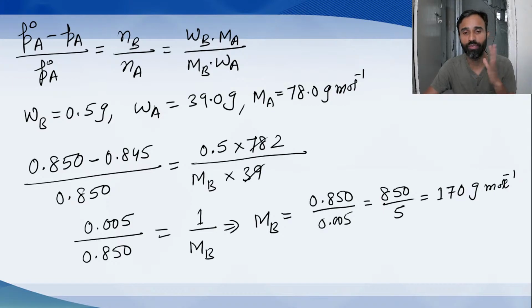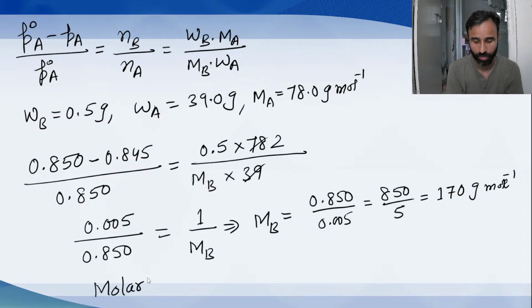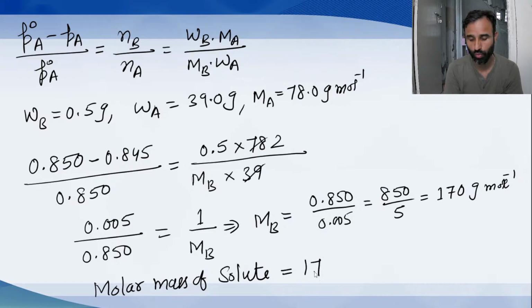Understood? Here we used relative lowering of vapor pressure. By using this, we have calculated the molar mass of the solute. So the molar mass of solute is equal to 170 gram per mole.